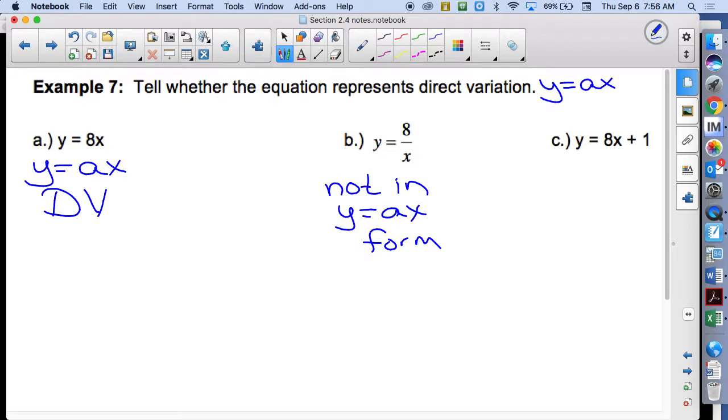Will, how about the last one? y equals 8x plus 1. Why not? Yeah, the plus 1. This is y equals mx plus b form. So it's not a direct variation. Questions? So a direct variation, again, is a specific type of line. So you have a line, you're breaking it down, being a little more precise. It has to go through the origin.